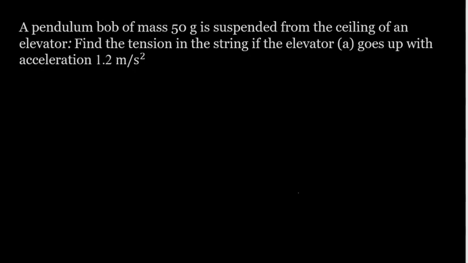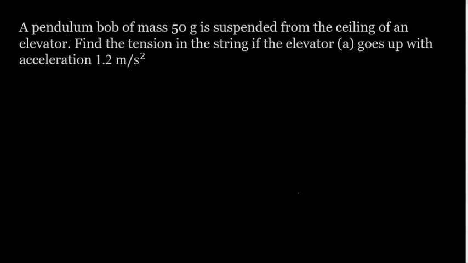So this question number 14 has 6 parts. We will do these 6 videos based on this question. A pendulum bob of mass 50 gram is suspended from the ceiling of an elevator. Find the tension in the string if the elevator goes up with the acceleration of 1.2 meter per second square.